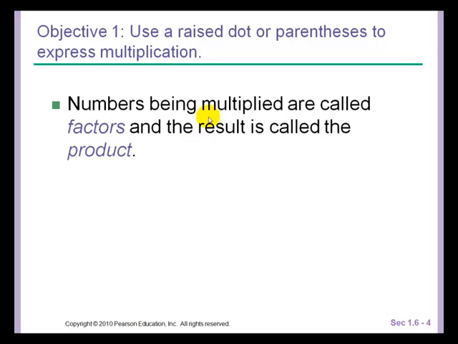Numbers being multiplied are called factors, and the result is called the product. This word factors is going to be very important, and we are going to use it a great deal when we get more into algebra.